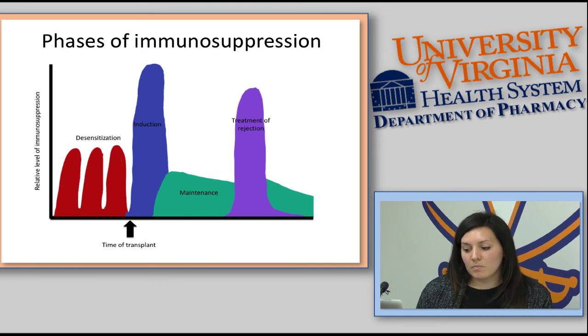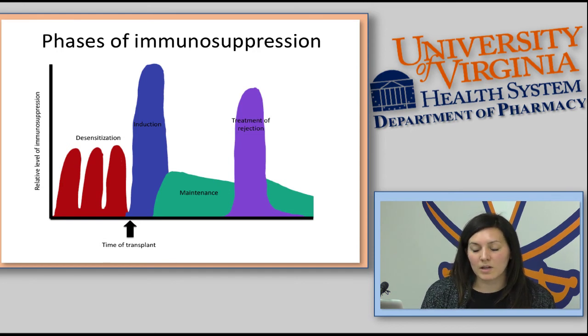The next point in the graph would be the time of transplant. At the time of transplant, we use what's called induction immunosuppression, which is this very tall peak in the middle. Induction immunosuppression is the highest level of immunosuppression that we target, and like I said, it occurs at the time of transplant. So in the operating room, we often administer our first dose of immunosuppression, and that decreases the body's response to the donor organ so that it's not attacked immediately by the recipient's immune system.